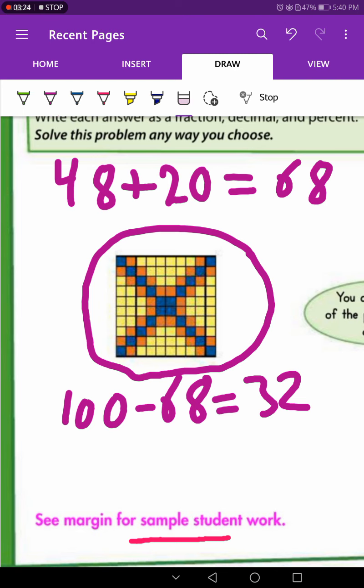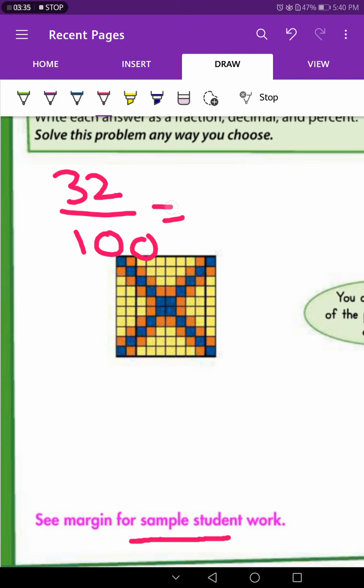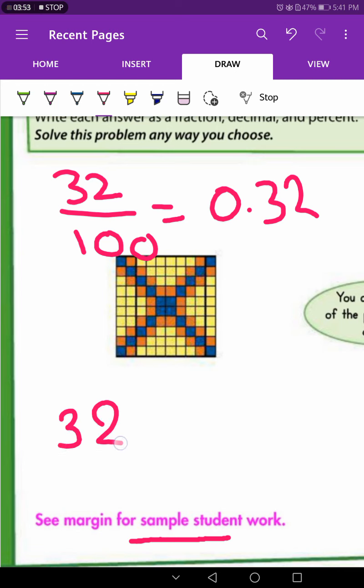So 32, how can we represent it? It is 32 over 100, or 32 percent. Wait, let us start with decimal. 32 what? 32 hundredths. How do we write it? 0 and then decimal point. Then 32. Yes. We read it 32 hundredths. And now as a percent, as you know, we just add the symbol of percent.